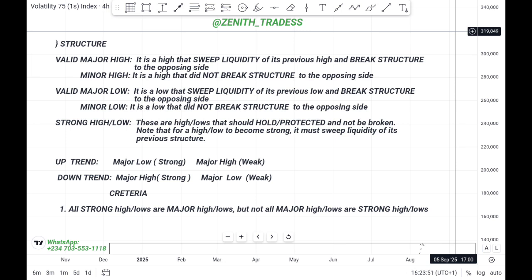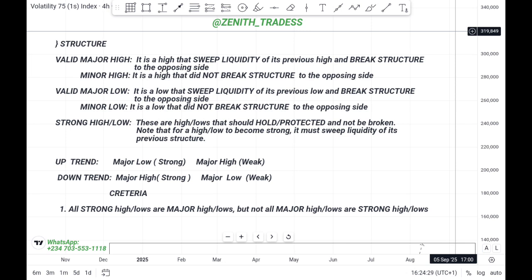Before we dive properly into structure, I want us to understand some certain concepts on structure. As I've said earlier, if you understand structure perfectly and you're able to mark it correctly, you have solved like 60 to 70% of your problem with trading. The only areas you need to work on after mastering structure will be maybe your psychology, your risk management, your trading plan, and some other related things. But if you're able to master structure, you will do well trading the financial market.